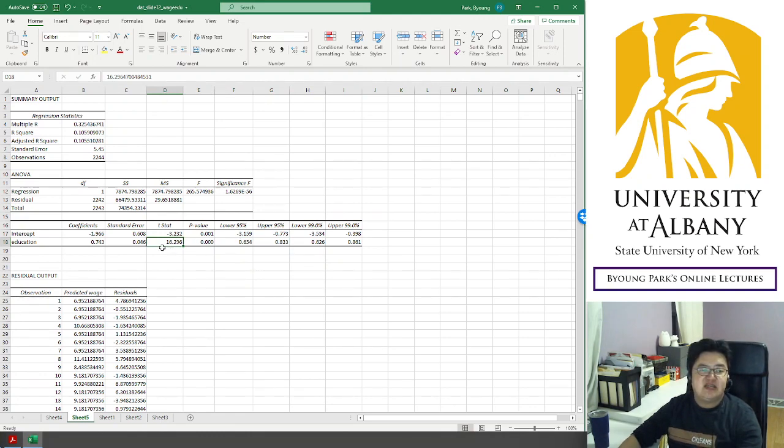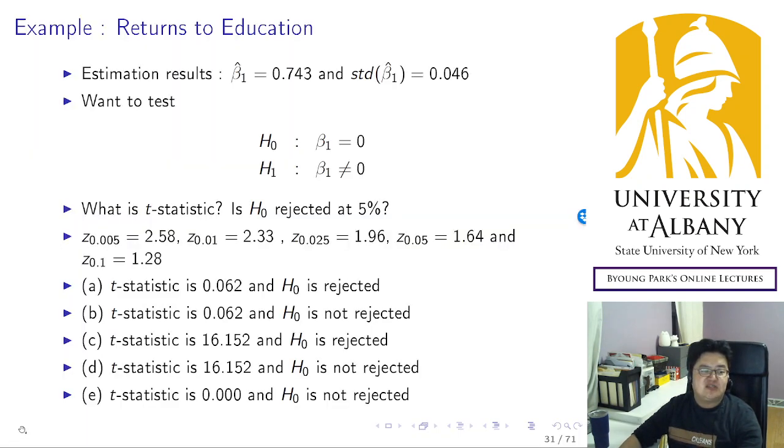The t-statistic is 16 point something. So 16 point something, so C or D. Again, I calculated this number based on these rounded approximate numbers, so there may be rounding errors. So like these numbers and these numbers. Anyhow, 16 point something is the t-statistic.